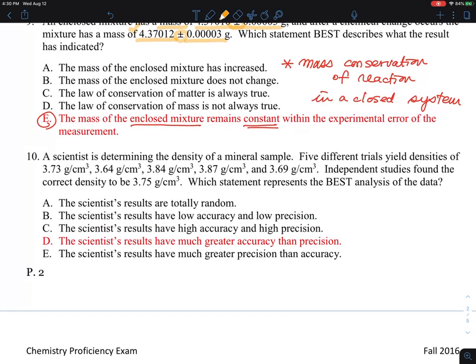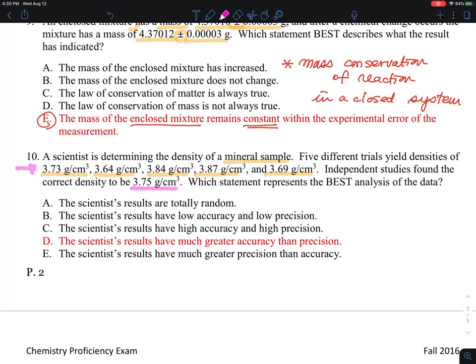Number 10 is also, let's look at that. There is a mineral sample. People measure the density using a densitometer, and they find these 5 different numbers using this instrument that can measure the density, called a densitometer. And then an independent study says that the actual true value is this one. And then they ask which one is correct about the previous measurement here.